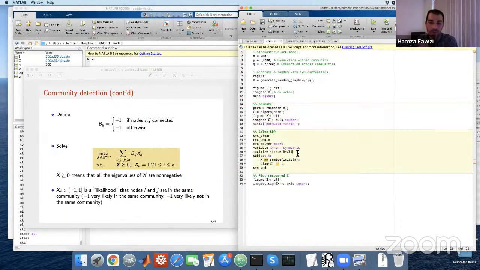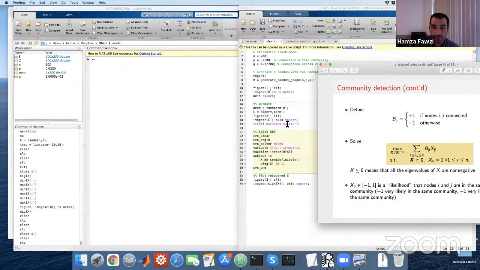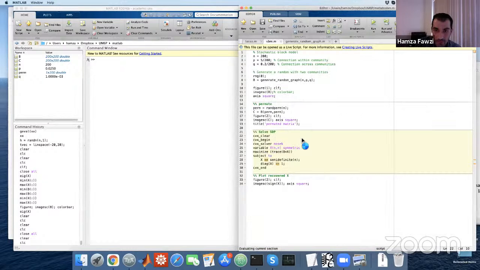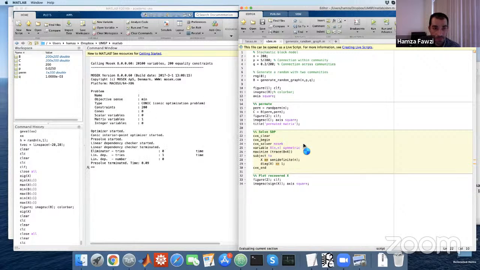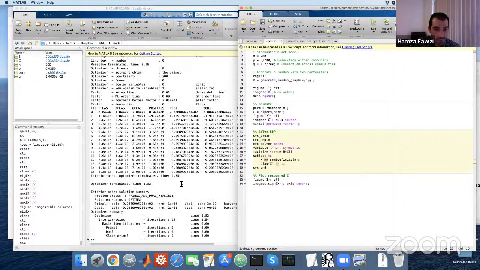Now this is the optimization problem I told you about, the one highlighted in yellow. The variable here is an n by n symmetric matrix. What I want to do is maximize the trace of B times X, subject to X being positive semi-definite, and subject to the diagonal of X being equal to 1. Again, I use this package called CVX to solve this problem. So let me just run this cell here. Okay, so now it is solving this problem.